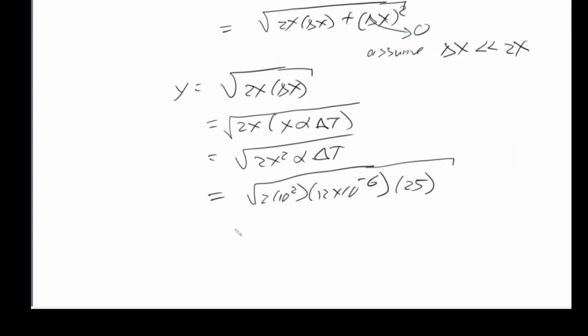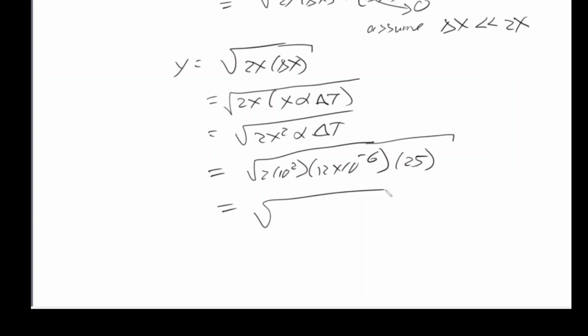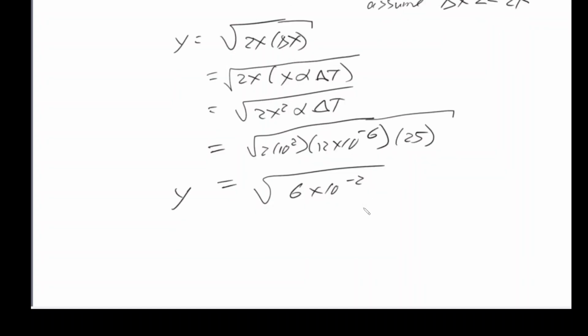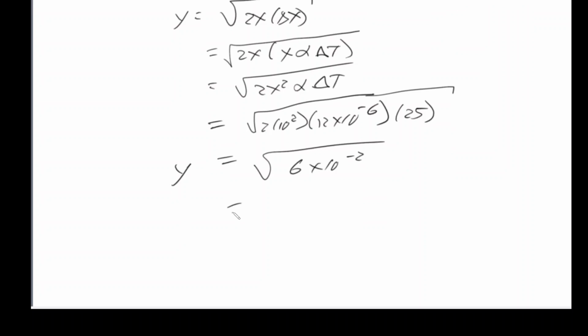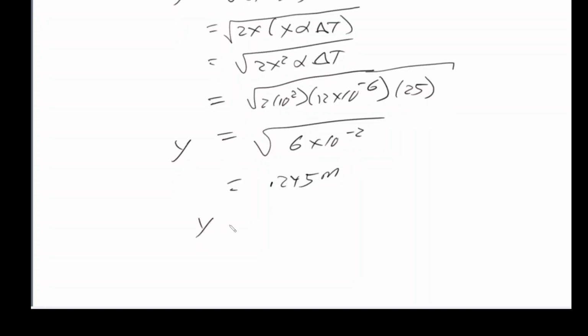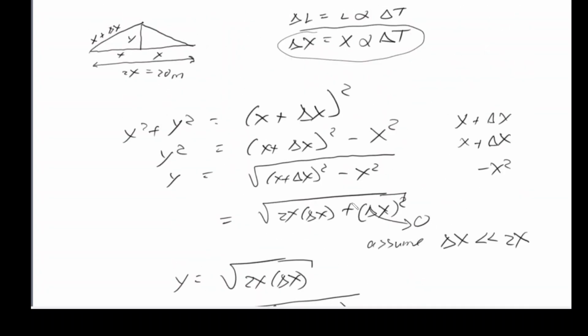And if you carry out that math, you get y is equal to the square root of 6 times 10 to the minus 2, or it's equal to 0.245 meters, or y is equal to 24.5 centimeters. That is the height the center of the track rises to due to expansion.